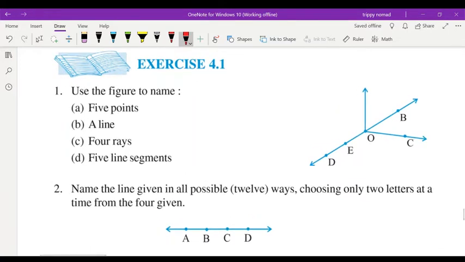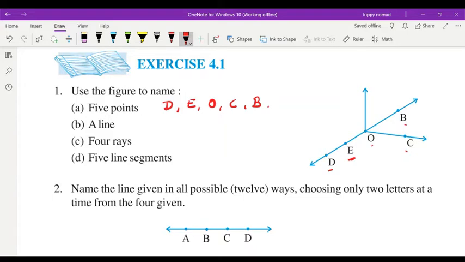First question: use the figure to name 5 points. You have to listen carefully. I will not write over here, I will only explain. Wherever I think I have to write, I will write for you, otherwise you have to listen. Which points will you write here? First you start from here: D, E, O, B and C. Like this you will write the points. Okay, understood?